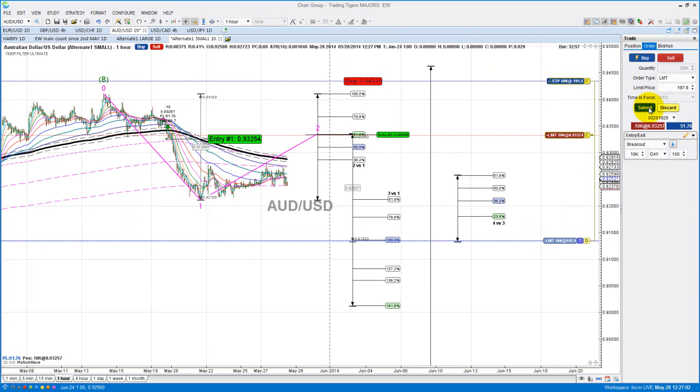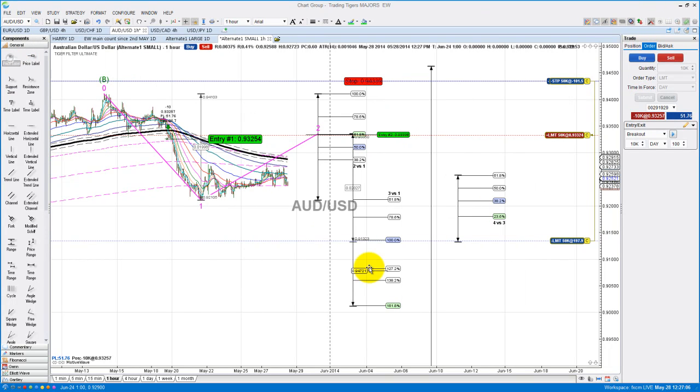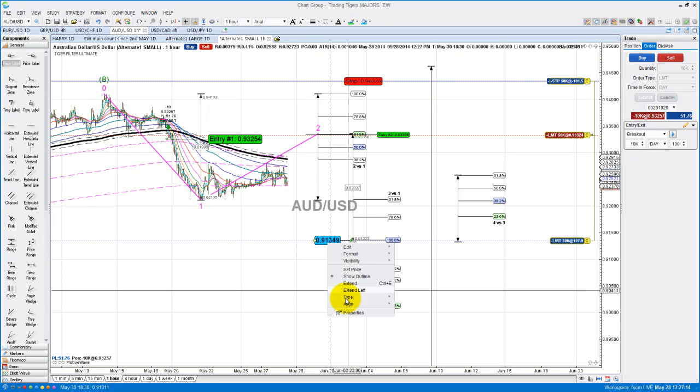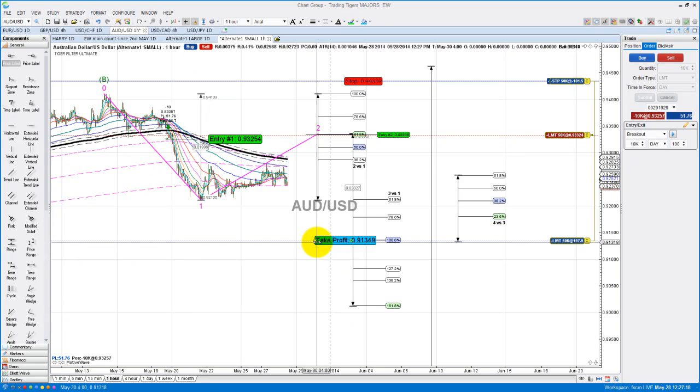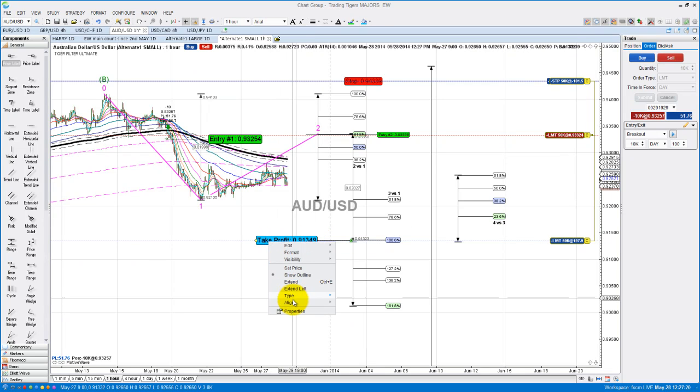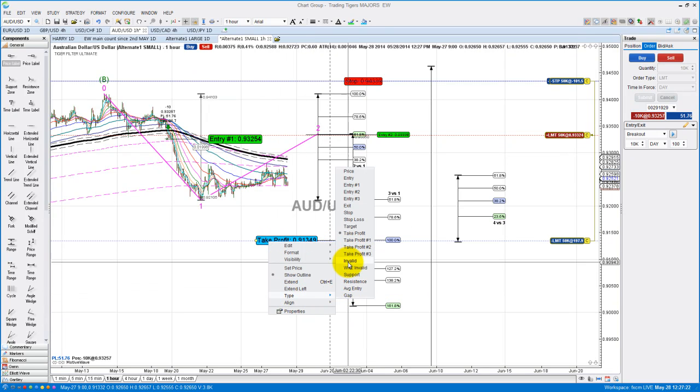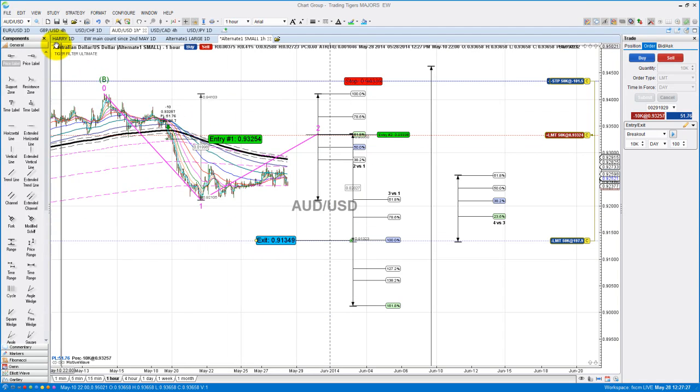So that's our target, and we can put our target stop here at the 100% level and put it for blue, and we can put target take profit. In fact, let's just make it very clear and just put exit. So that's where we're exiting the trade.